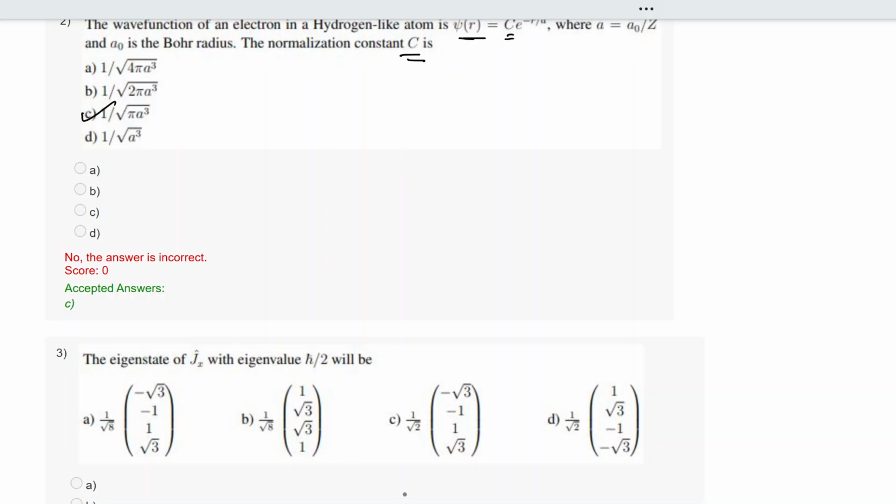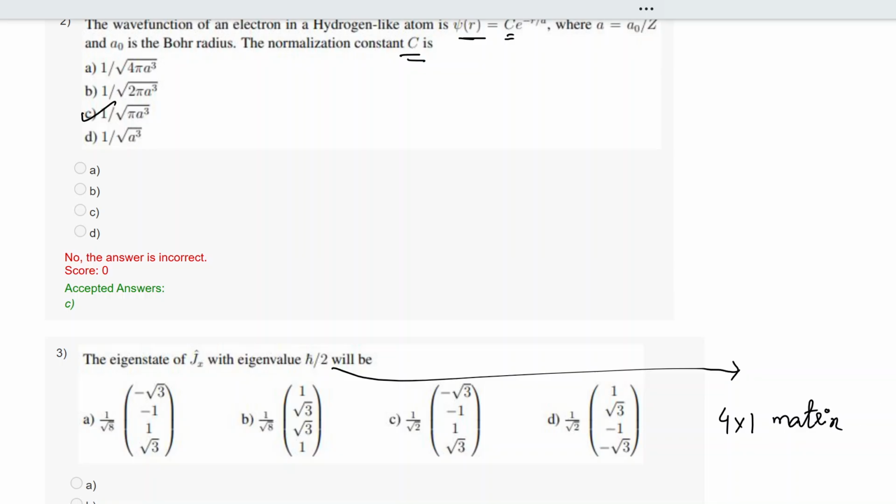Now the third question is, eigenstate of Jx with the eigenvalue h cut by 2 will be which of these options? So you can see very well that even if the eigenvalue is h cut by 2, initially you would have assumed that it is a spin half particle problem, but actually the wave function or the state is given like a 4 cross 1 matrix, column matrix.